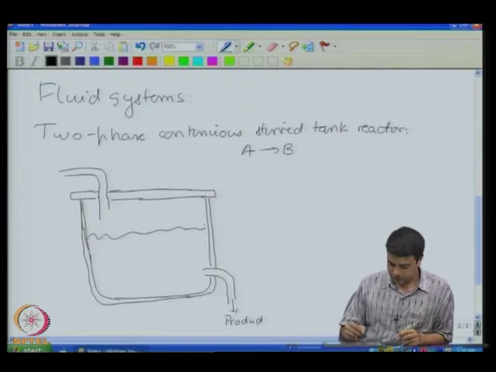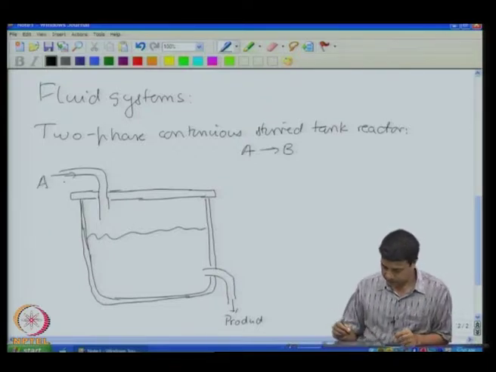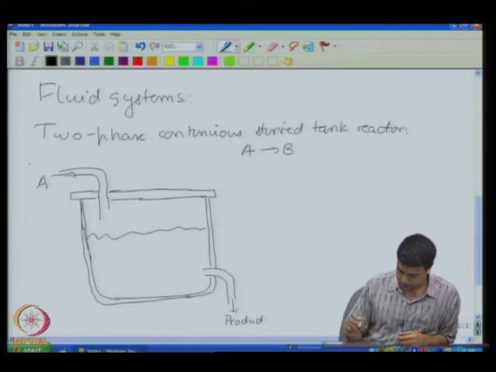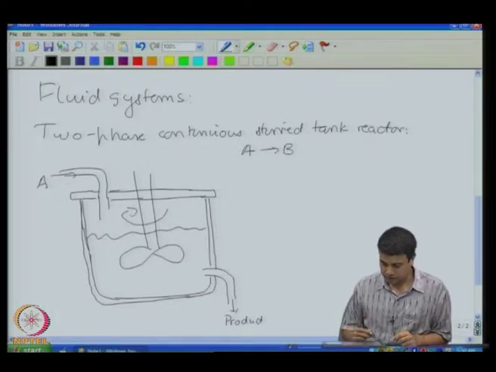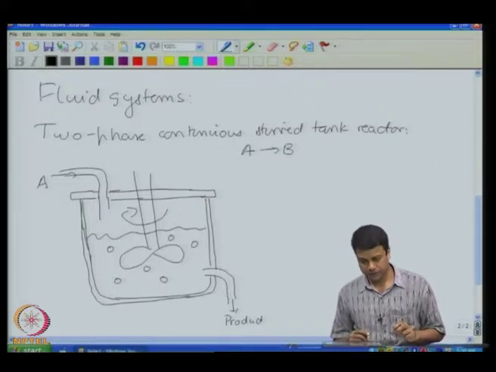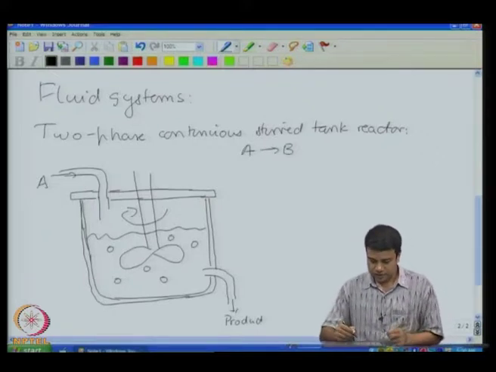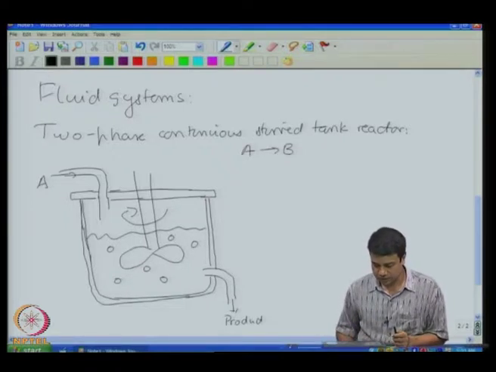So, there is some fluid in the reactor. You have reactant A coming in, and the product is taken out. And typically in all of these systems one will also have some kind of a mixing system, an impeller, which is rotating in order to increase mixing. And I said that this reaction takes place in the presence of a solid catalyst, catalyst particles in the form of pellets. So, the reactant is catalyzed on the solid surface, the product is ejected and the product comes out in the product stream.